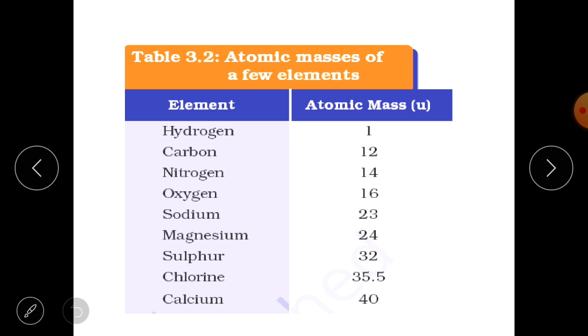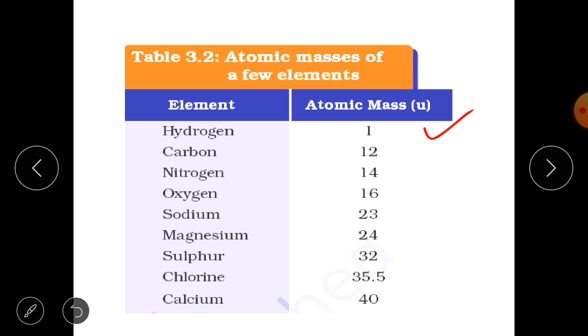Look, atomic mass is expressed in unified mass, that is the unit for it, and the symbol is U. That's why you can see U has been written here. Now, the mass of hydrogen is 1 U, then carbon 12 U, that of nitrogen is 14 U. Oxygen has mass 16 U, sodium has 23 U, then magnesium 24 U, sulfur has mass 32 U, chlorine has mass 35.5 U, and lastly calcium has mass equal to 40 U.